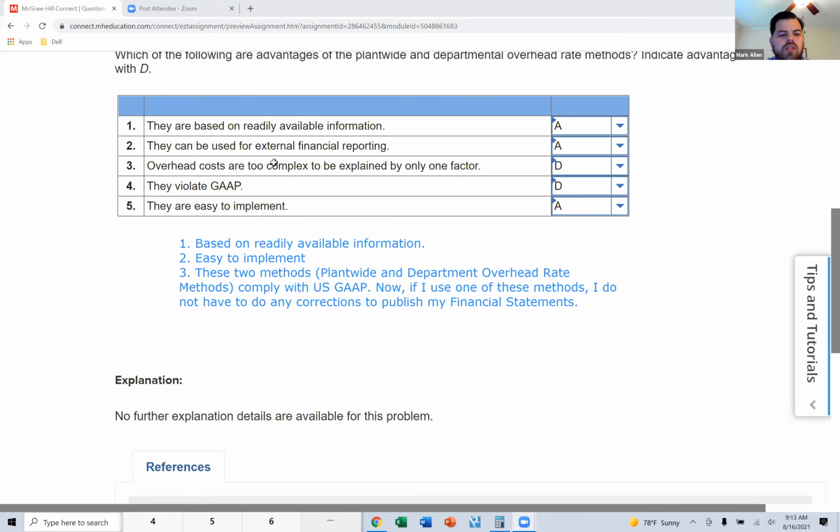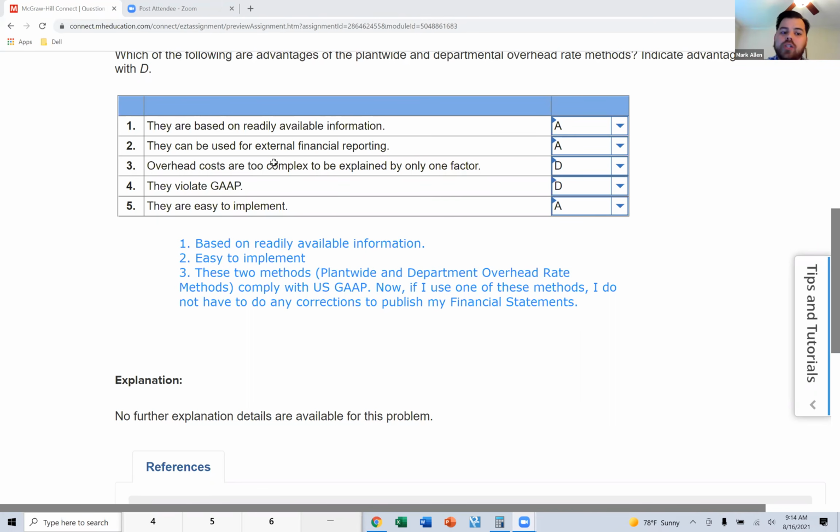Next, these two methods are compliant with US GAAP. Now, I don't like the way number 4 is worded. It says these two violate GAAP, and that is a disadvantage, except that they don't. So it's almost using disadvantage here in number 4 as false. This is not true. These two methods do not violate GAAP. These two methods comply with US GAAP.